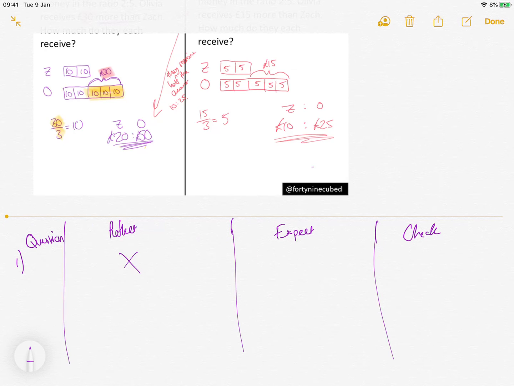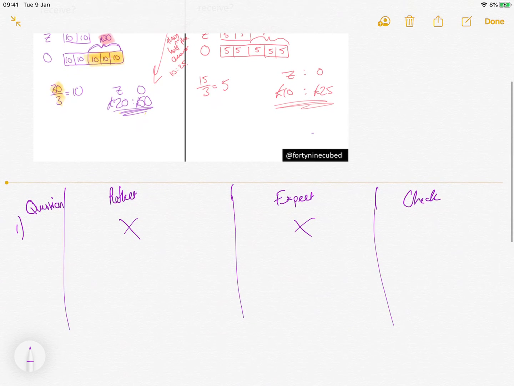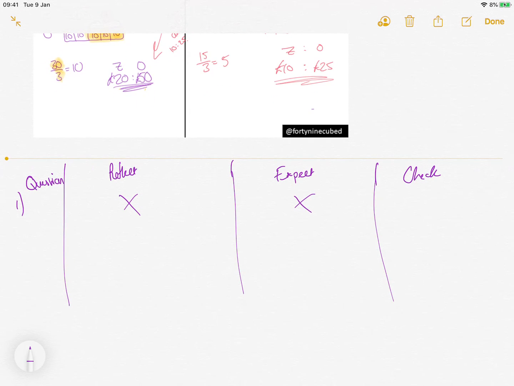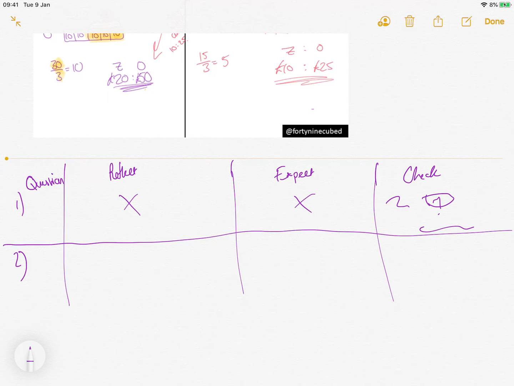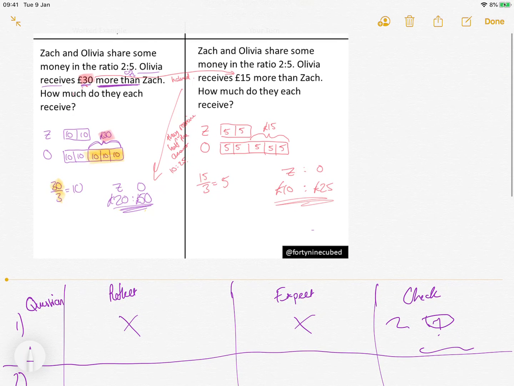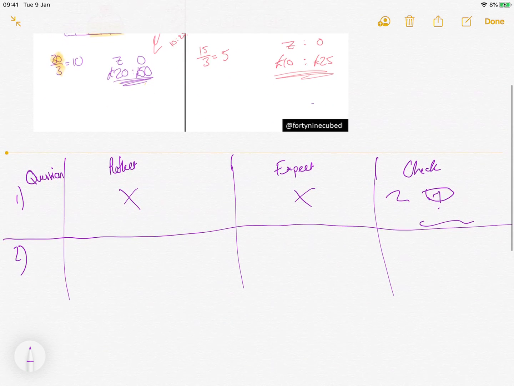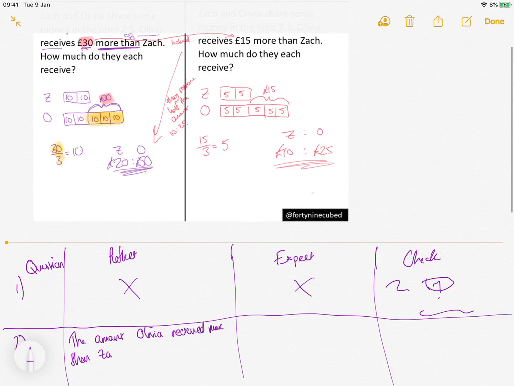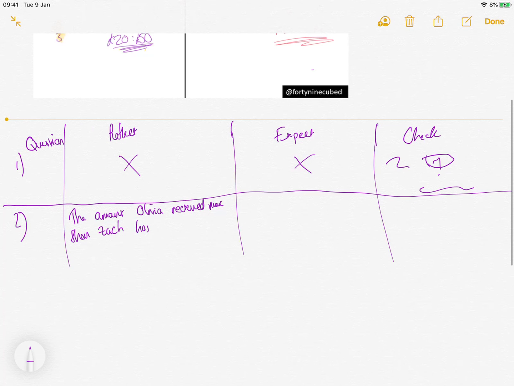Now for the first question, there's nothing to reflect or expect on, because you always reflect or expect based on the previous answer. So you'll do your work in here, you draw your bars and so on. Let's say you get your answer, then you go on to question 2. And now you can make a reflection about what changed. So I'll just do an example for this worked example in your turn that I did. I'd say the amount Olivia received more than Zach has halved, and try and be quite specific about your answers.